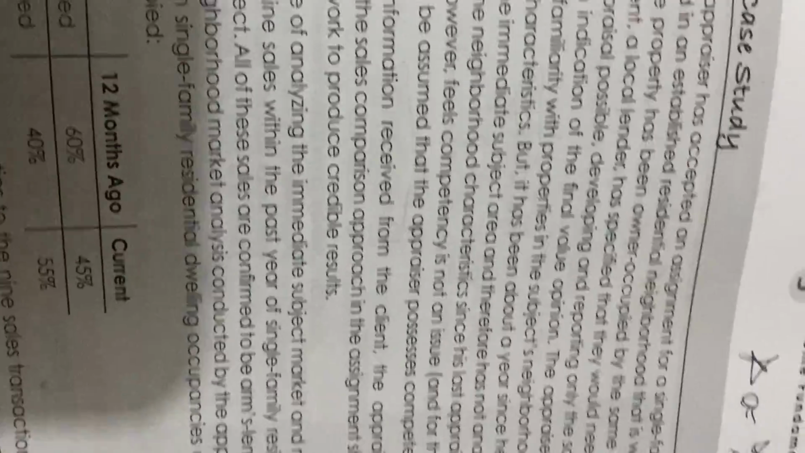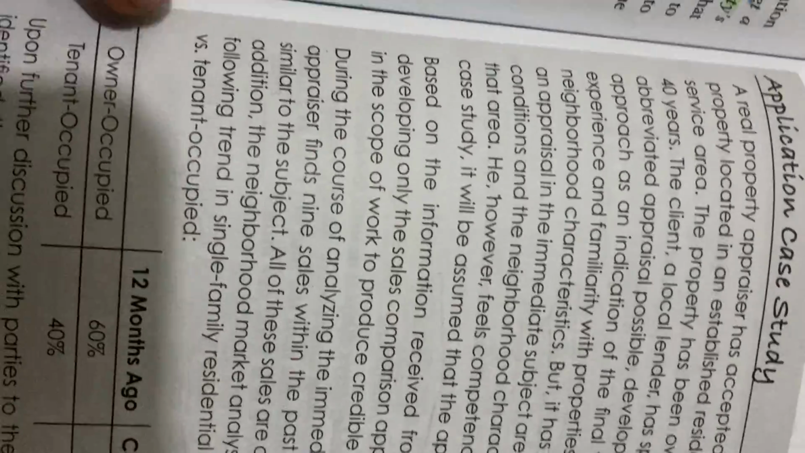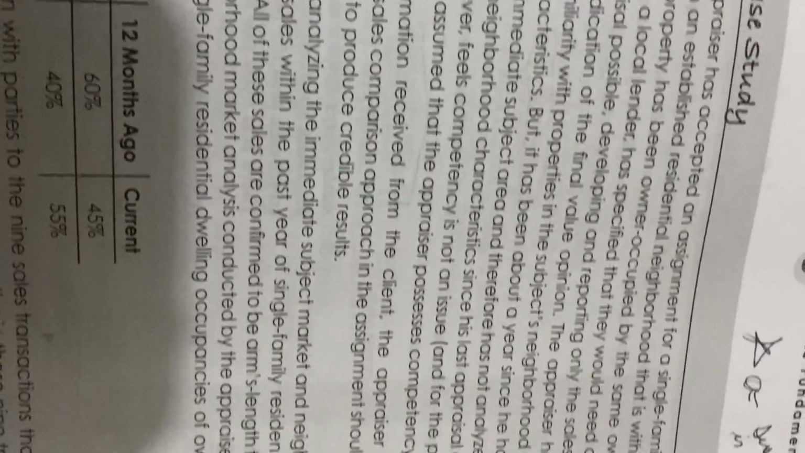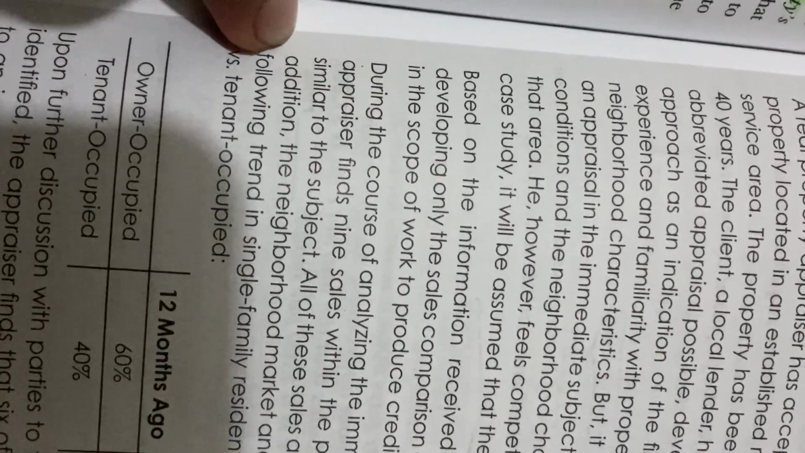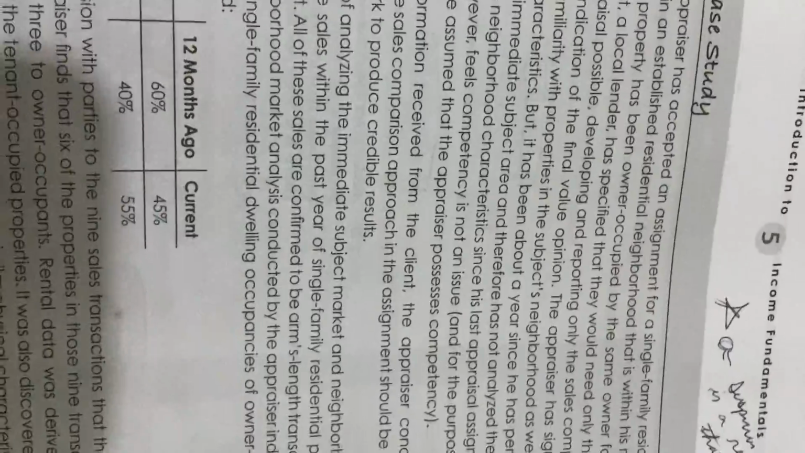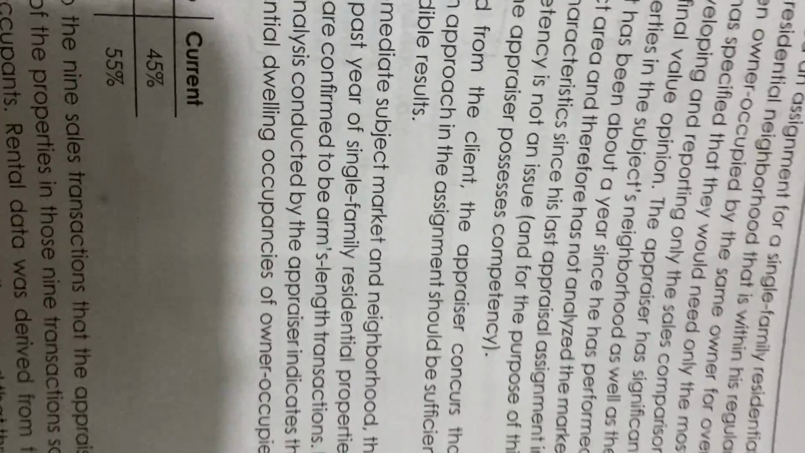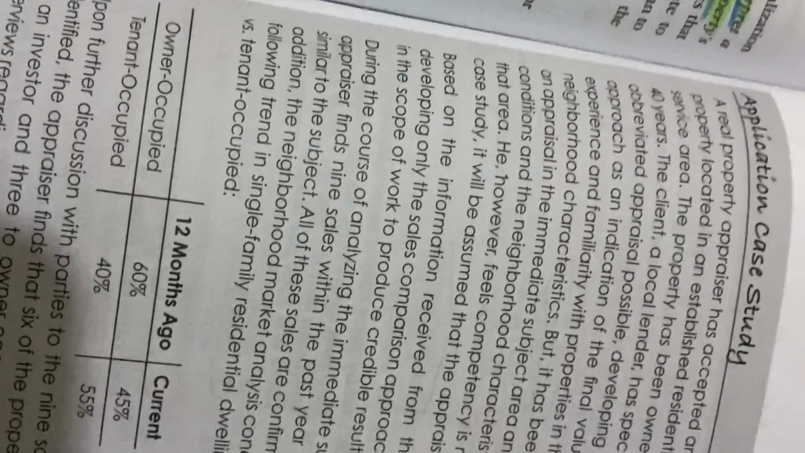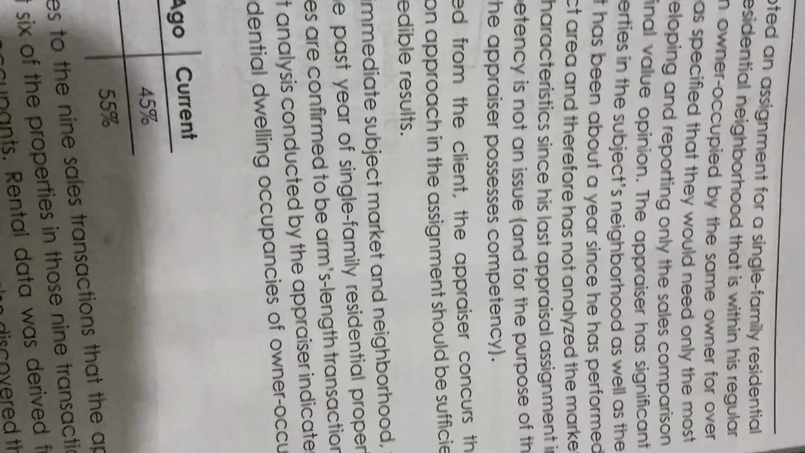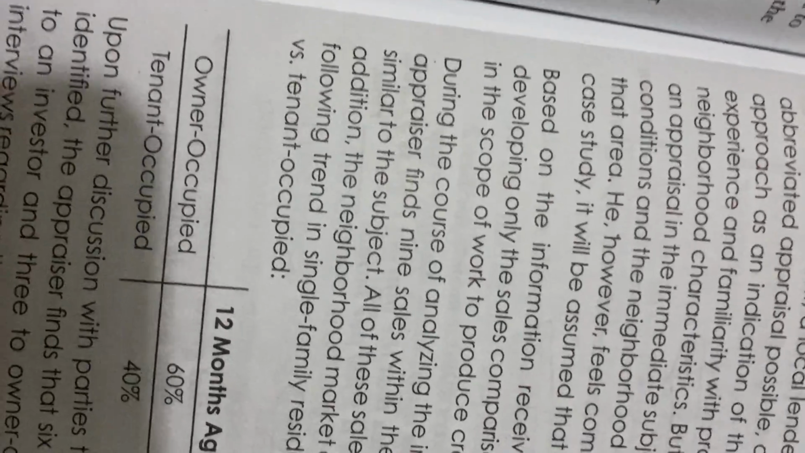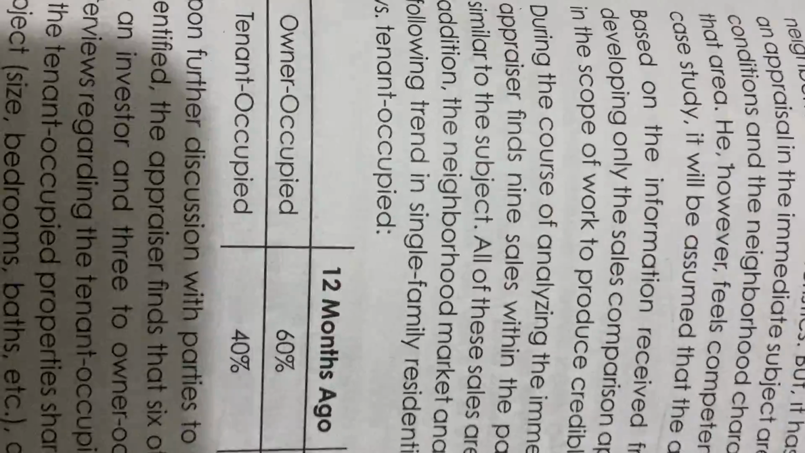During the course of analyzing the immediate subject market and neighborhood, the appraiser finds 9 sales within the past year of single-family residential properties, similar to the subject. All of these sales are confirmed to be arm's-length transactions. In addition, the neighborhood market analysis conducted by the appraiser indicates the following trend in single-family residential dwelling occupancies of owner-occupied versus tenant-occupied. Here's a little grid.